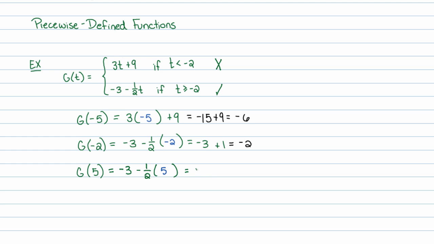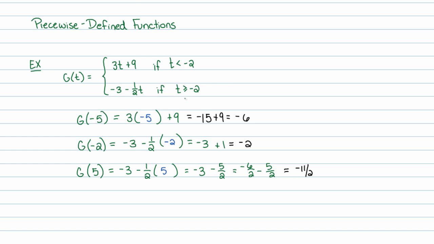So this is going to be negative 3 minus 5/2. That's a negative 6/2 minus another 5 of those halves. So altogether, it's a negative 11/2. So there's an example of how to evaluate a piecewise defined function. Actually, it's not so bad. You just look through your conditions and make sure that the value you're evaluating the function at meets whichever condition you're trying to plug in for.